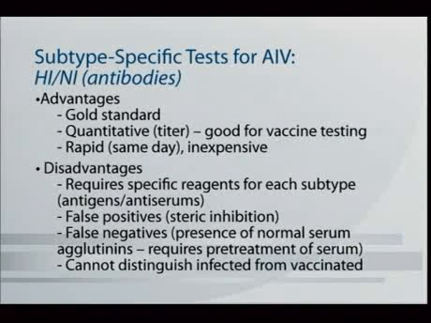The subtype-specific tests, such as HI and NI, are very good, particularly for evaluating vaccine reactions. Typically, titers of 1 to 32 or higher are indicative of protection, and birds that have these titers or higher titers probably will resist clinical disease following vaccination. And they're fairly quick and inexpensive. However, you have to have specific reagents for each subtype. So these are not good screening tools for looking for all subtypes of influenza, because it requires 16 different hemagglutination inhibition tests.